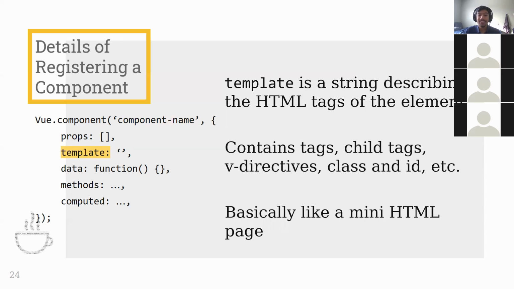It acts like a mini HTML page in that you can use tags, child tags, class and ID names, V directives, you name it. Like I said, it is pure HTML that can be copy pasted into the actual page. You can even use other Vue components, I think. And this is required because the component needs to know what to render when Vue sees that component name in your HTML.